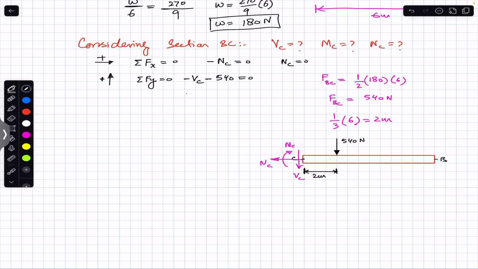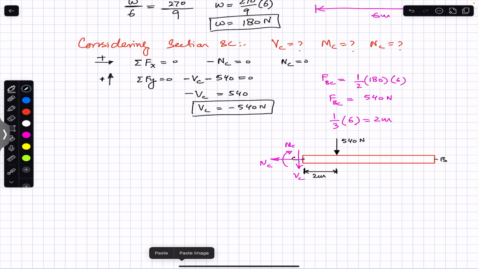So we can say that minus VC is equal to 540 Newton, or we can say that VC is equal to minus 540 Newton. So this means that the assumed direction of VC is not accurate. VC is acting in the upward direction. The sum of the moment at point C must be equal to 0. So we can say that MC is in the clockwise direction.